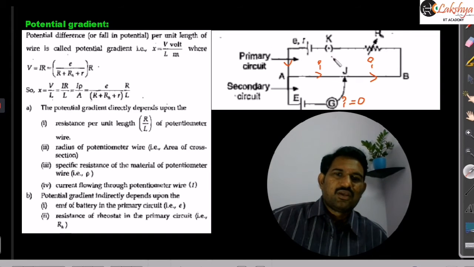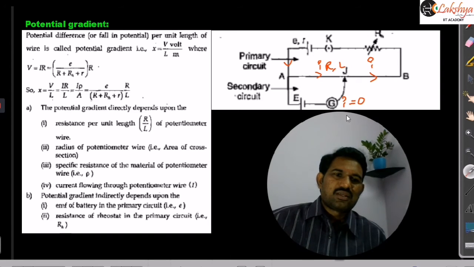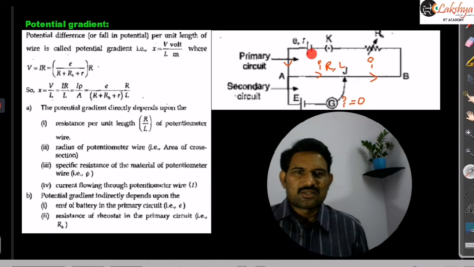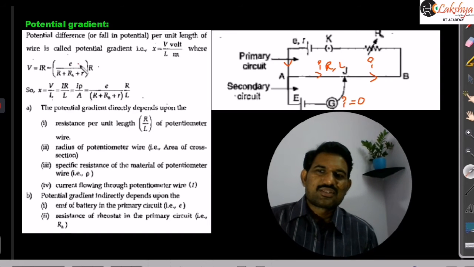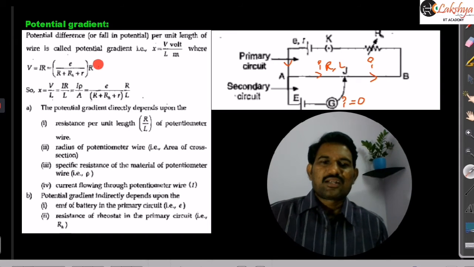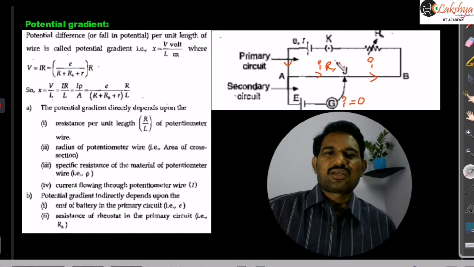So the current flowing in this primary circuit we can write as total EMF by total resistance. So E by total resistance, where R is the resistance of the total wire AB, and L is its length. So this is E by R plus R_H, the series resistance or rheostat resistance, and also the smaller internal resistance r. So this is the total current expression. So current I, multiplied by R, the resistance, the IR formula.